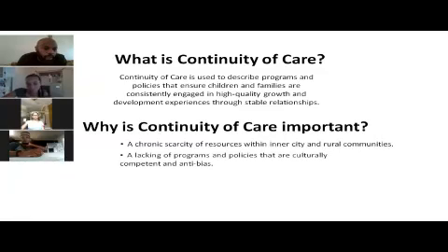Another reason why continuity of care is important is because you oftentimes also see a lack of programs and policies that are culturally competent and anti-bias. Again, if you come from a community of people who are of a minority group, a lot of times people are not even taking into consideration what you think or how you feel about anything. And what they give you is what they give you. It's not based upon a lot of times your own input of what is necessary. That shows you a clear lack of relationships when you see a lack of cultural competence, as well as people who are biased in how they approach you.